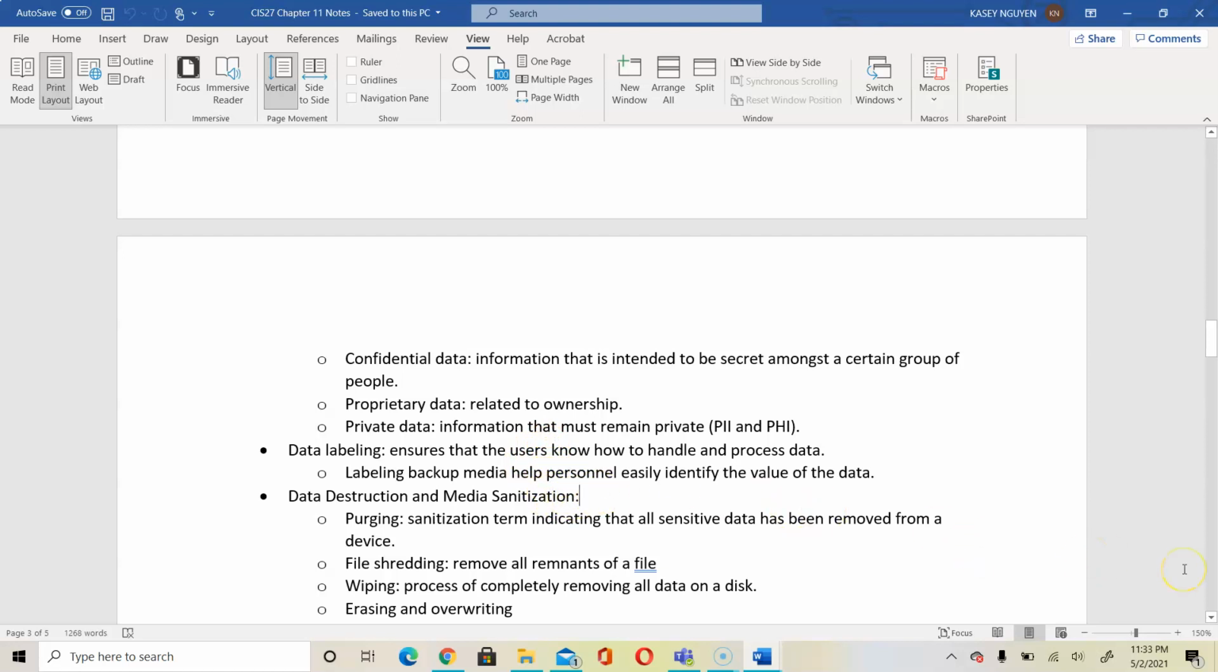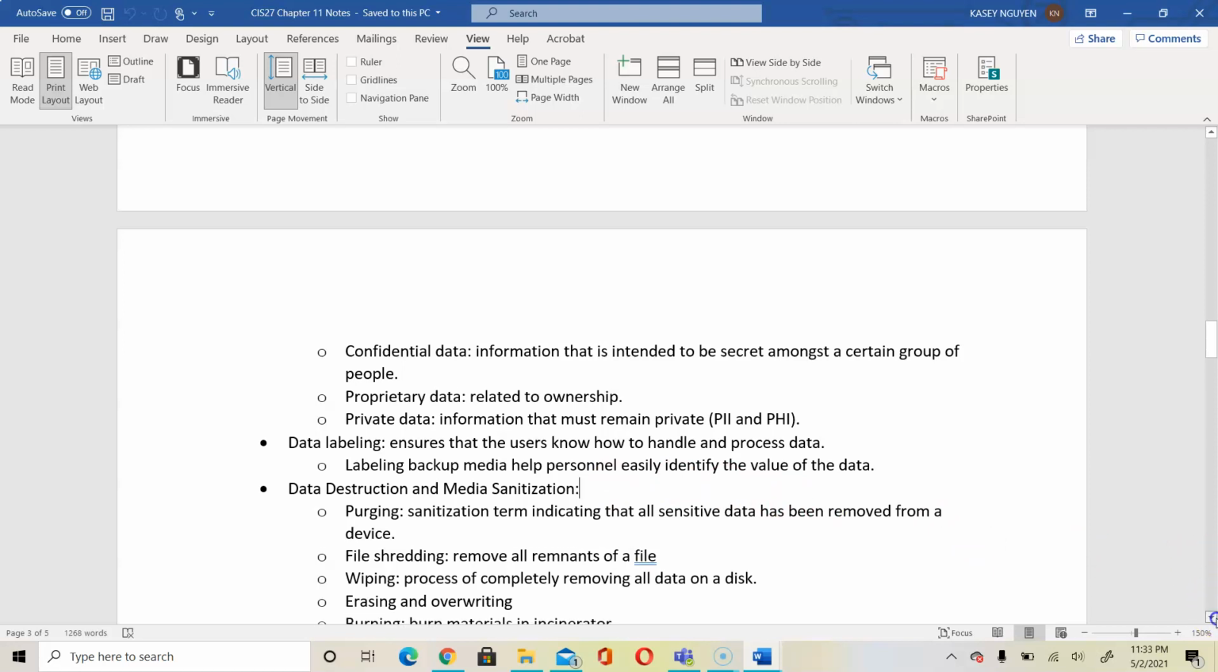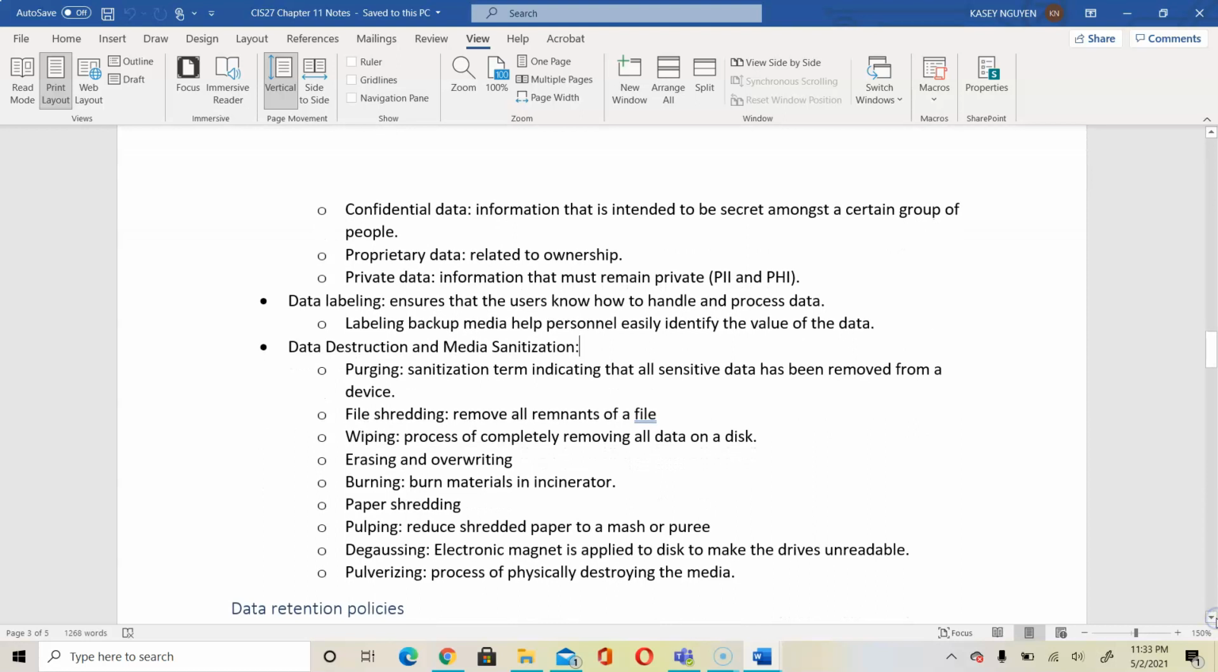Data destruction and media sanitization. After we have used the data and we no longer need it, we can then purge the data. Purging pertains to the sanitization term, meaning all the sensitive data has been removed from the device. A way that we can wipe data clean is to zero out the disk. We can use software that would write all zeros to the storage area. We can do file shredding, removing all the remnants of the file, and again we can use software in order to clear all of the files.